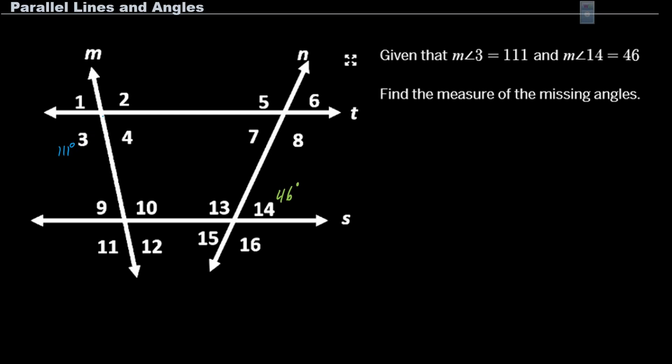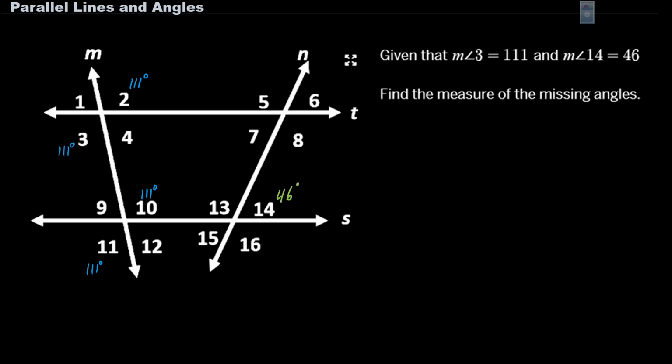So from angle 3, angle 2 is vertical to it. So angle 2 is going to be 111 degrees. From angle 3, angle 10 is alternate interior. So it is 111 degrees. And angle 11 is vertical to 10. Angle 11 corresponds with 3. And angle 11 is alternate exterior with 2. So it is also 111 degrees.